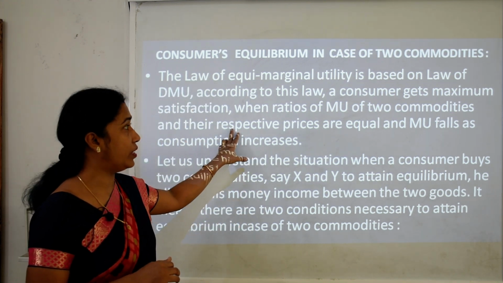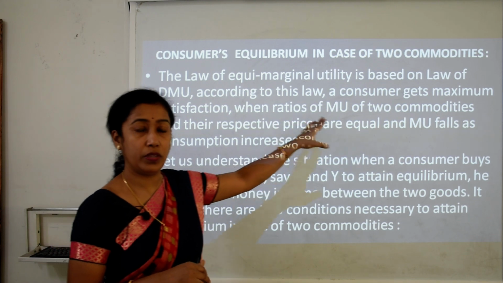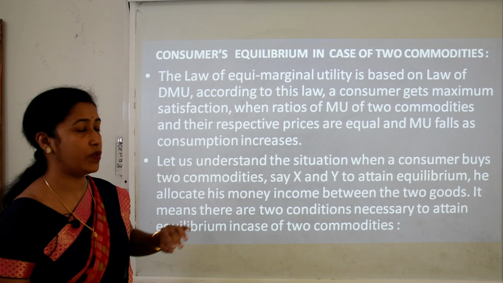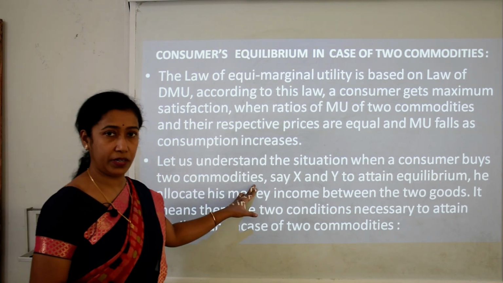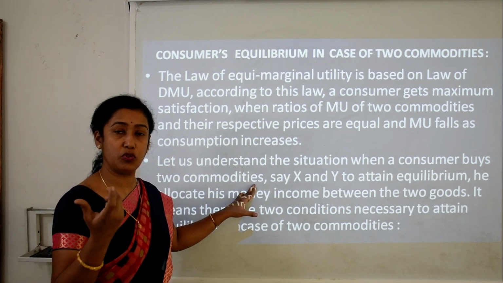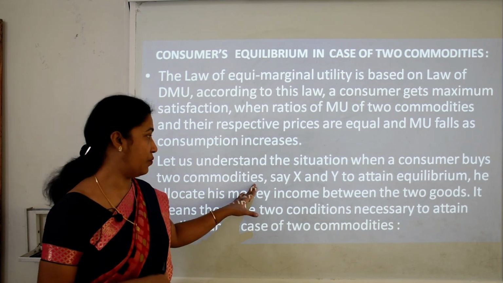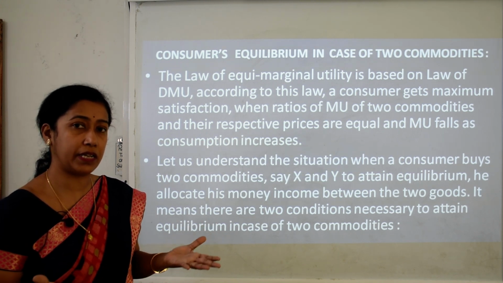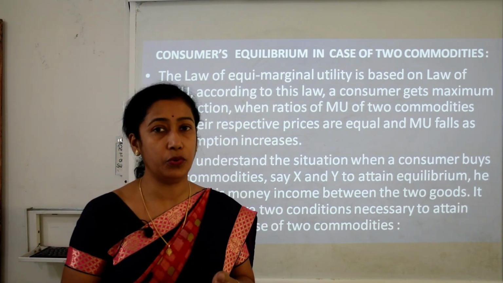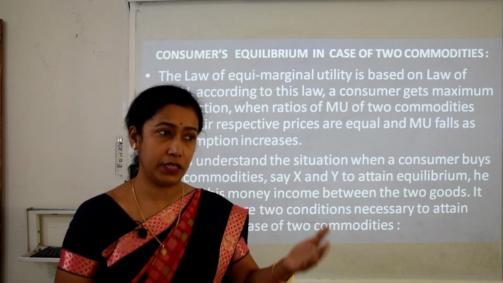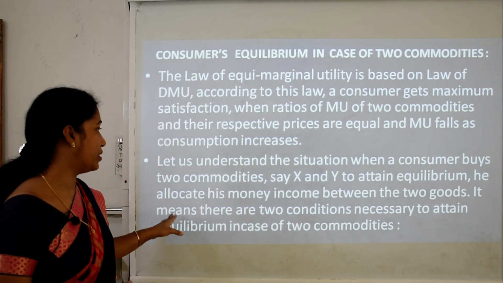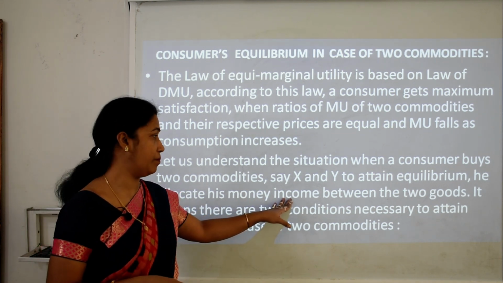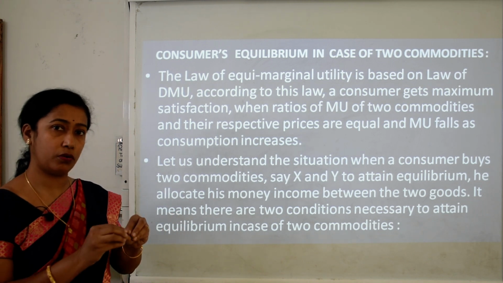And when we are considering both aspects, the marginal utility of two commodities along with the prices, let us understand the situation when a consumer buys two commodities. For example, if a consumer is buying two commodities, say X and Y, to attain his equilibrium, that is, he tries to balance his satisfaction with the combination of two goods, it can be X and Y. So let us assume that he allocates his money income, that means he spends his money income, between the two goods, on both the goods.